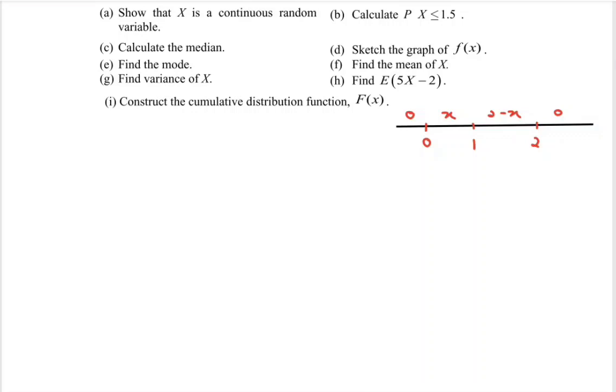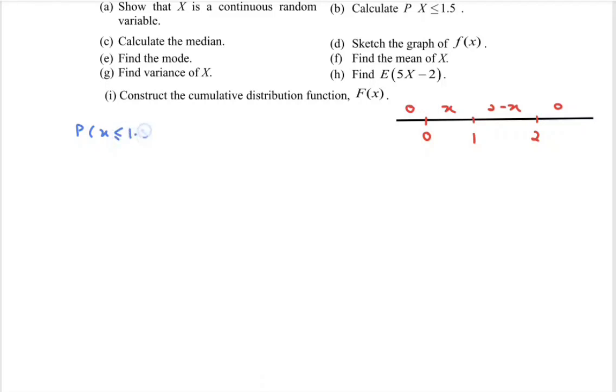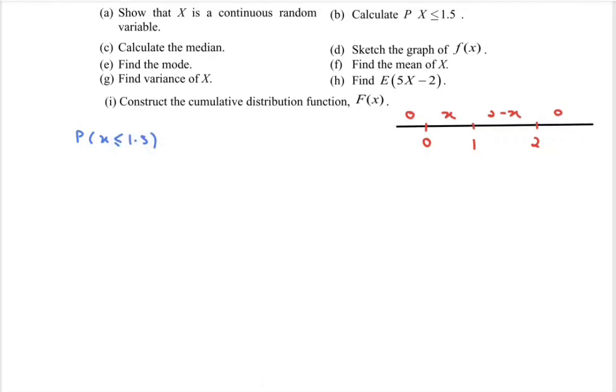Kindly refer to B. Find the probability that X is less than or equal to 1.5. So based on the situation, where is the location of 1.5? It is over here. So the question asks us to find the probability. So meaning that integrate from 0 until 1 for the function x dx, plus from 1 until 1.5 for the function 2 minus x dx.